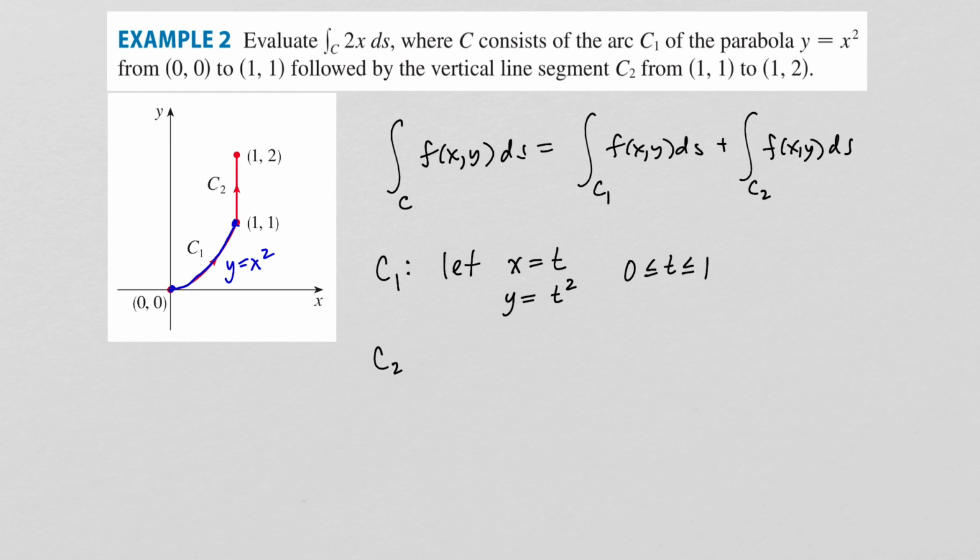The second curve is very simple. That's just the straight line segment from the point 1, 1 to the point 1, 2. And for this one, we can see that at any point along this curve, x is always equal to 1. So we're just going to let x be equal to 1. And then y, I'm just going to let that be equal to t. But then we know that the y values are only between y equals 1 and y equals 2. So I'll restrict our t values to be between 1 and 2.